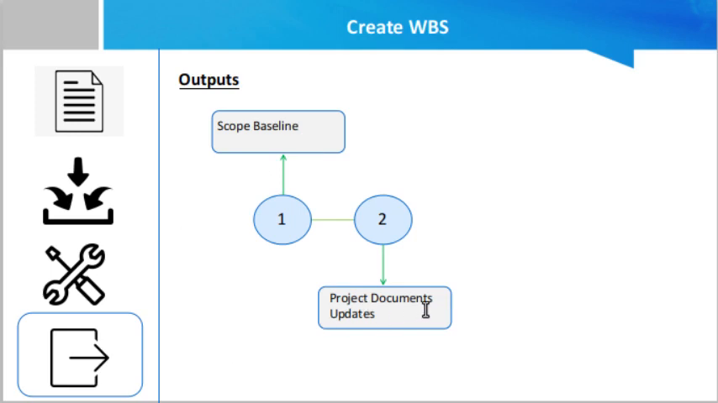Project document updates are the second output of this process. Project documents that may be updated include but are not limited to requirements documentation, which may need to be updated to incorporate approved changes. If an approved change request results from the Create WBS process, then the requirements documentation may need to be updated to include the recommended changes.